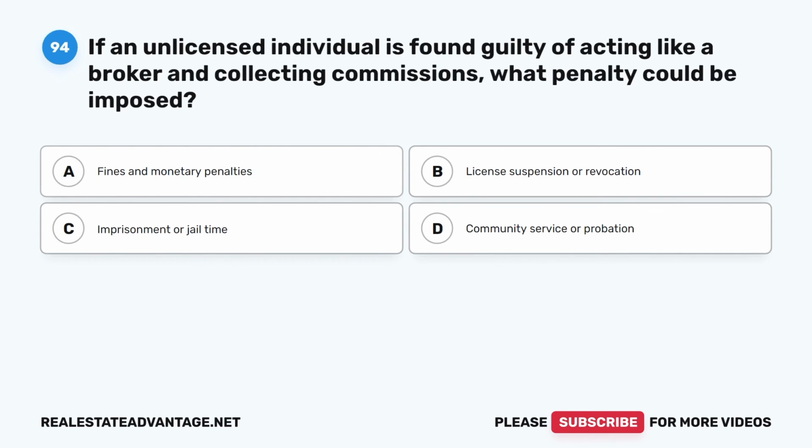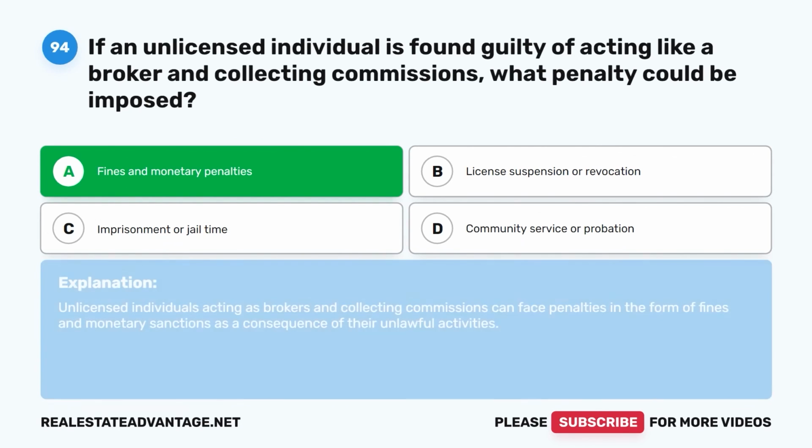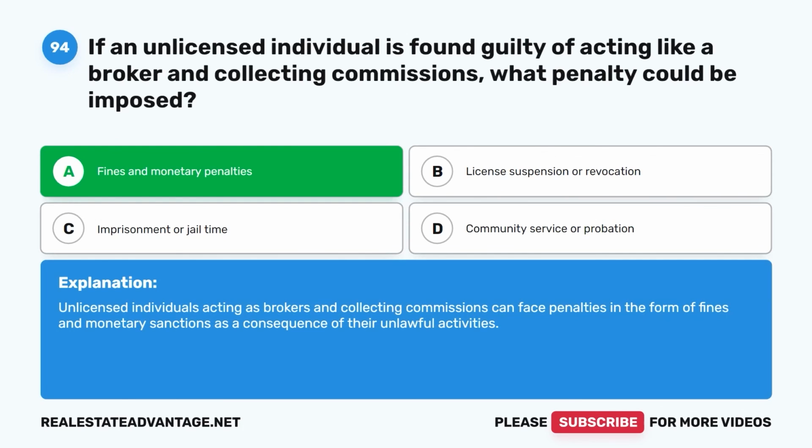Question 94. If an unlicensed individual is found guilty of acting like a broker and collecting commissions, what penalty could be imposed? A. Fines and monetary penalties. B. License suspension or revocation. C. Imprisonment or jail time. D. Community service or probation. The correct answer is A. Fines and monetary penalties. Unlicensed individuals acting as brokers and collecting commissions can face penalties in the form of fines and monetary sanctions as a consequence of their unlawful activities.